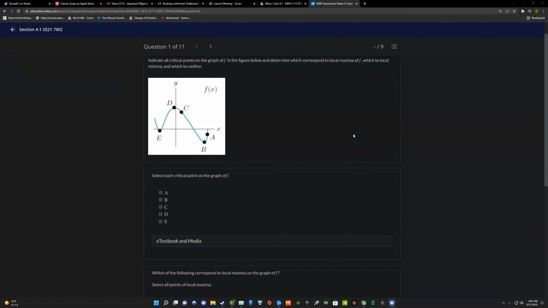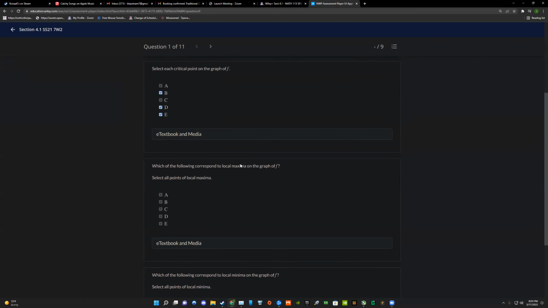All right. So this one I may have to talk you through. So critical points, is this like where it intersects this axis? If it were the derivative, yes, but because it's the original function, it's just a max or a min. Oh, that's just E, D, and B. Yes.